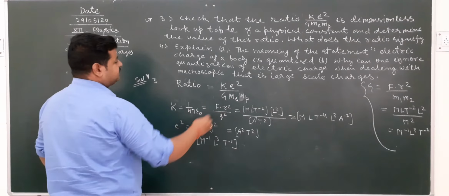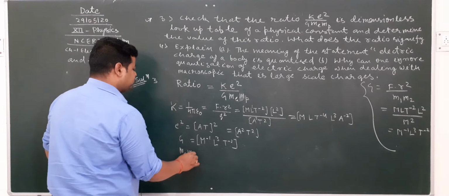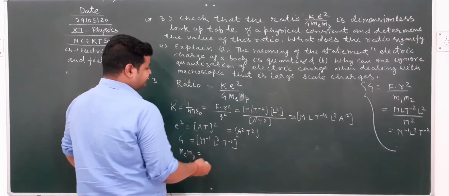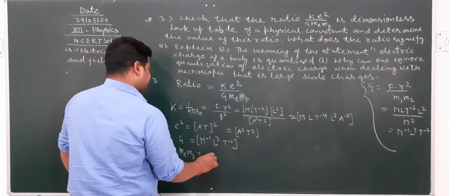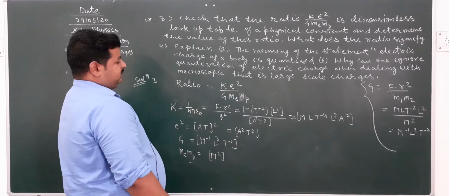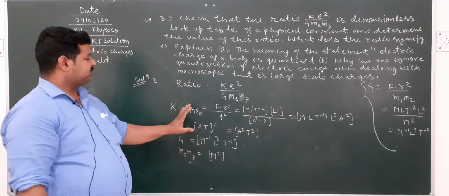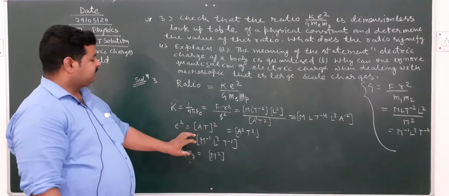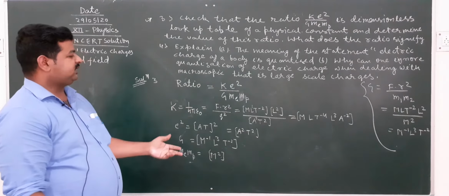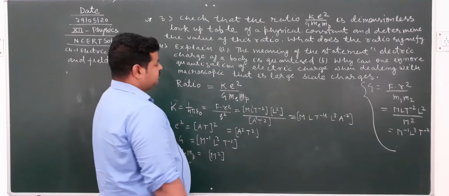What is the dimensional formula of me and mp? Me and mp are the mass of the electron and the mass of the proton, so the dimensional formula of me mp is M raised to power 2. Clear? After calculating the dimensional formula of the terms in the ratio, we put these in the ratio and check whether it is dimensionless or not. So one by one we place the values.